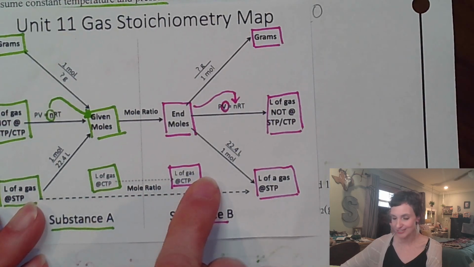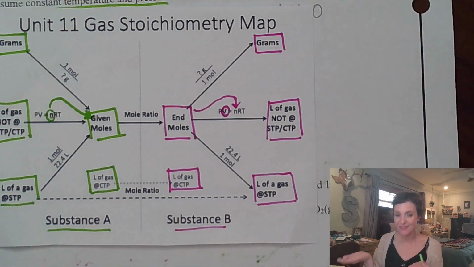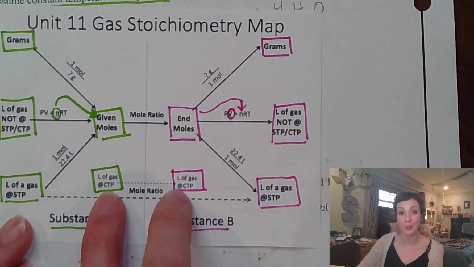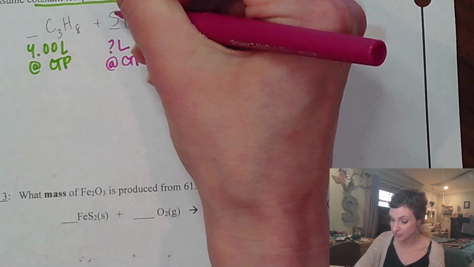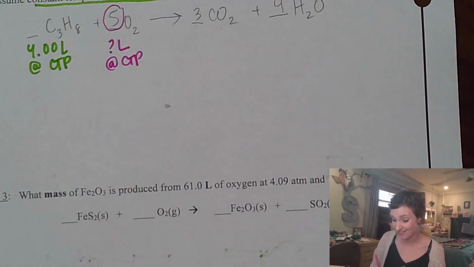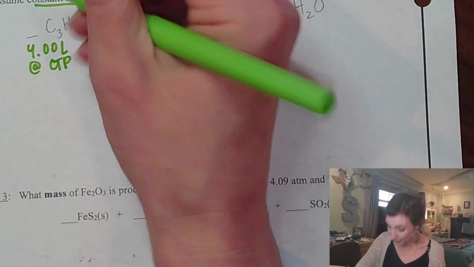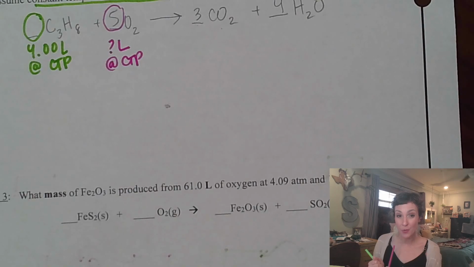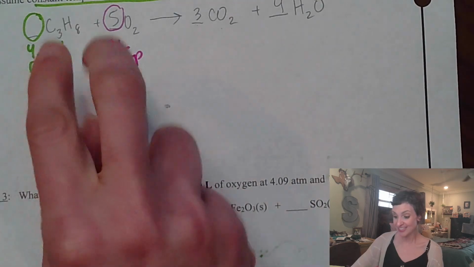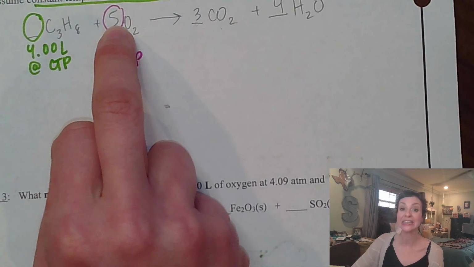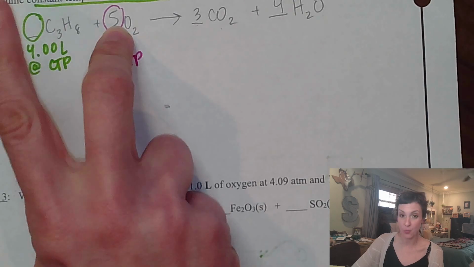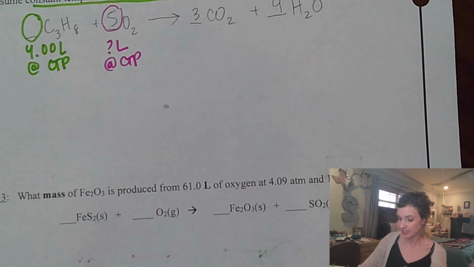It can be redundant to write at STP again because it is all occurring under those constant temperatures and pressures. So looking at what I got going on here, guys, according to Avogadro, equal volumes have the same number of moles, which means the mole ratio is the volume ratio. I just get to use the coefficients from my balanced chemical equation, which states there are 5 moles of oxygen for every 1 mole of propane. Or, now that we're at constant temperature and pressure, this also states there are 5 liters of oxygen for every 1 liter of propane.